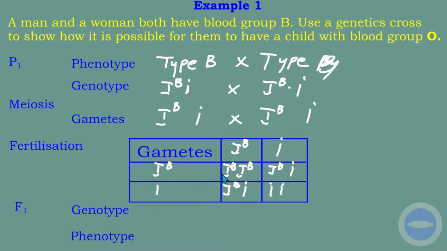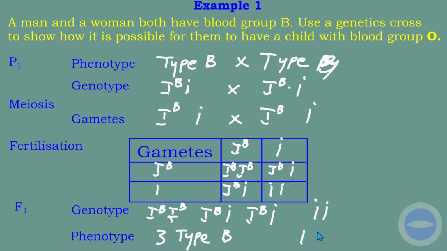So for genotype, these are the genotypes of the children that are produced. So the children, we will have 3 type B and 1 type O. That means they can have a child with blood group O. So this one is type O. Here we showed that 2 parents with type B can have a child with type O.